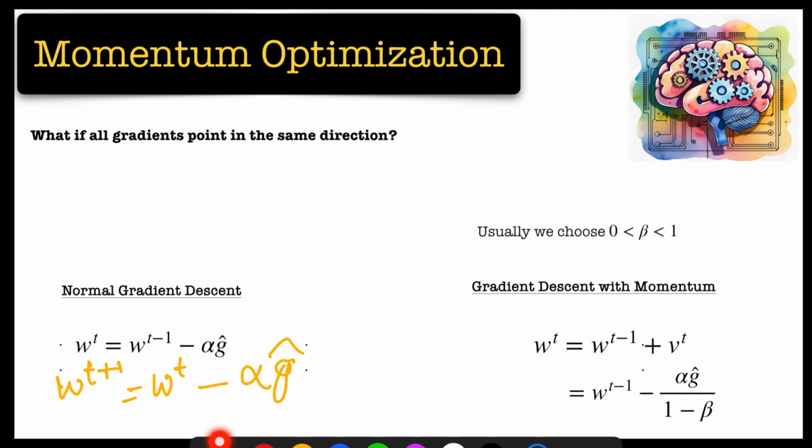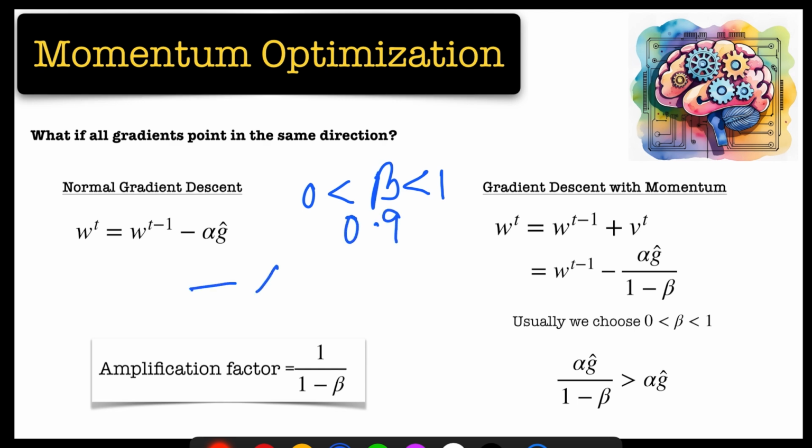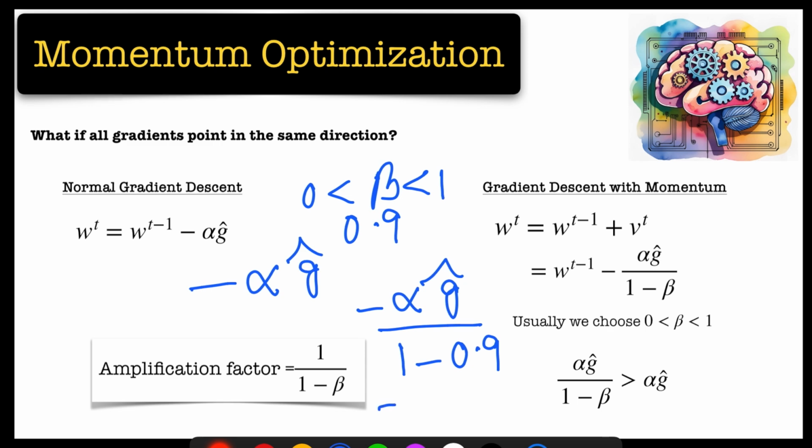Usually we choose beta as a value between 0 and 1, something like 0.98, or any value between 0 and 1. Let's say you take 0.9. Earlier we were getting minus alpha times G hat. Now what will we get? We'll get minus alpha times G hat divided by 1 minus 0.9. 1 minus 0.9 is 0.1, so you are just getting 10 times minus alpha G hat.